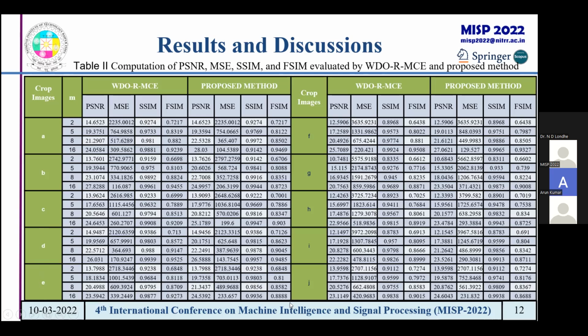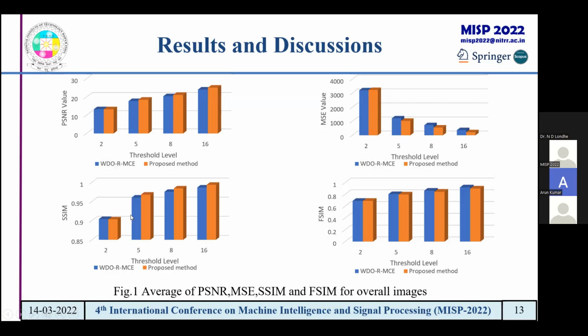A, B, C, D, E to J are used for 10 complex background crop images, and summarized in terms of PSNR, MSE, SSIM, FSIM. We can see clearly from the average values in the next slide. Next slide. These are the second level, these are level 5, these are level 8, and these are level 16.